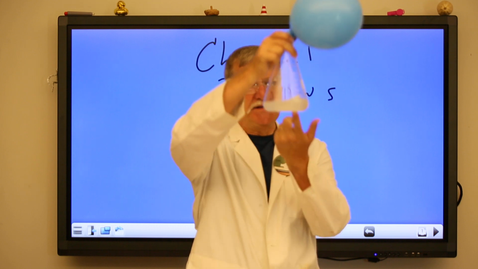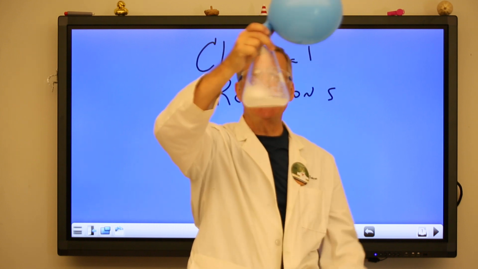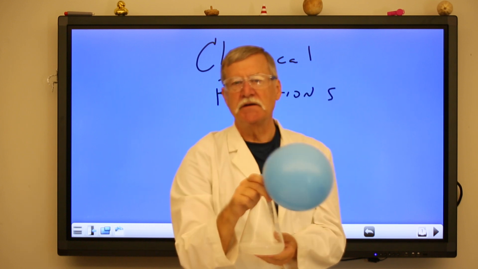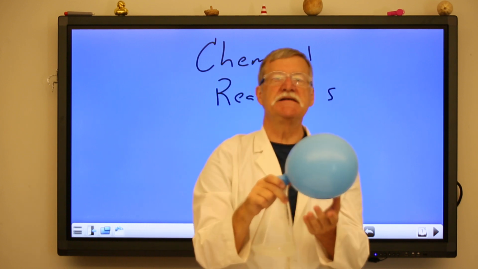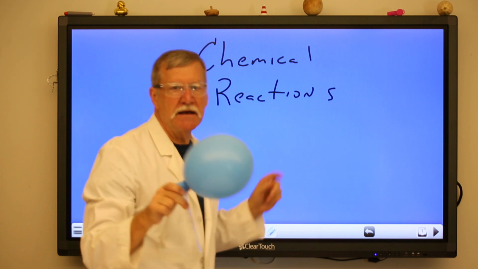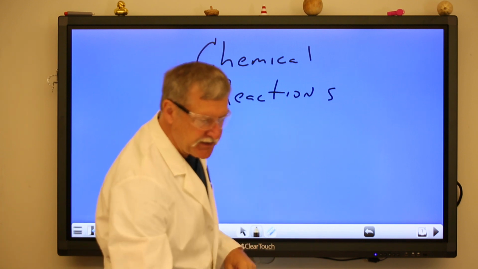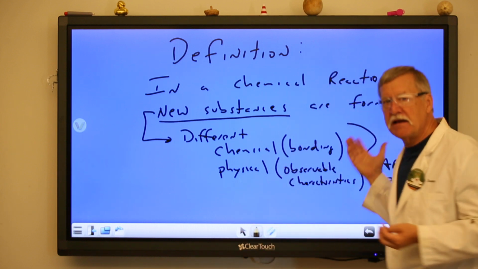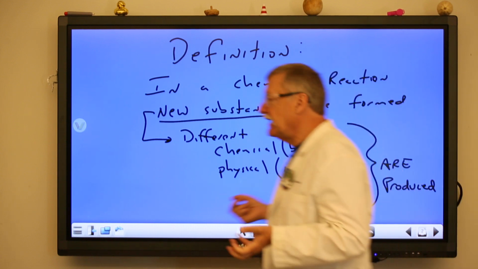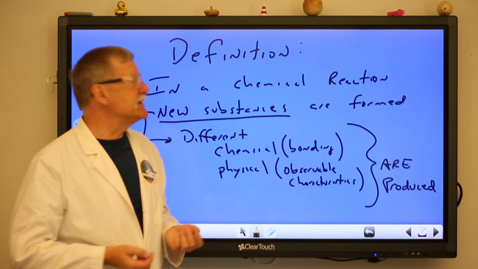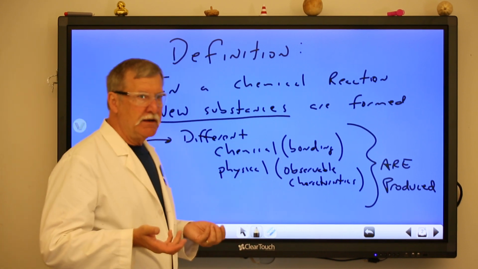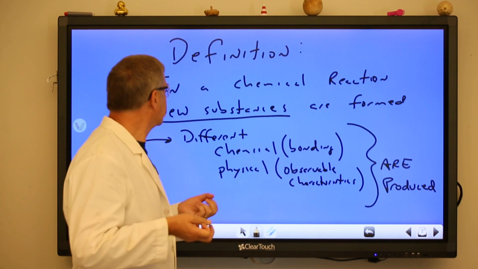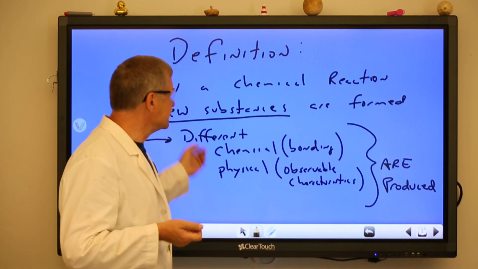Or what is this stuff now inside the flask? All right. Is it the same or is it different? And the answer is that it's different because of this thing called a chemical reaction, which is the basic idea that in a chemical reaction, a new substance or substances are formed. You start with something and you get something different. All right? New substances, different.